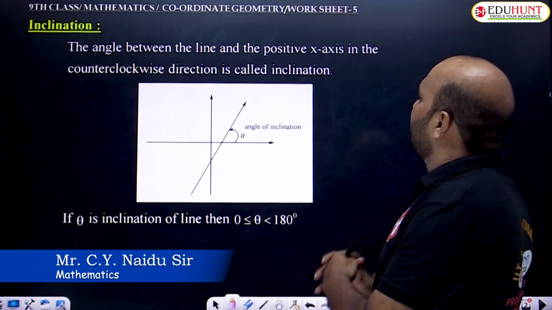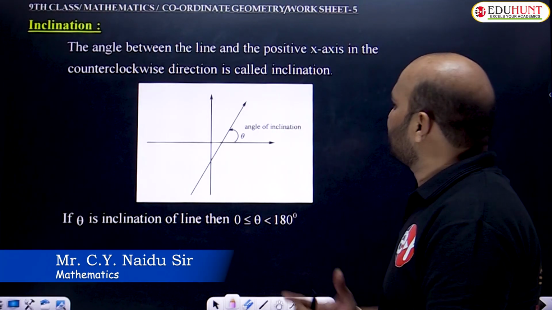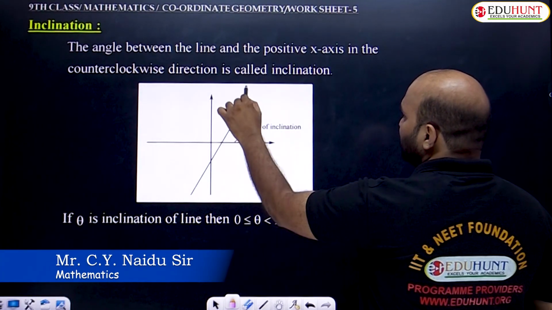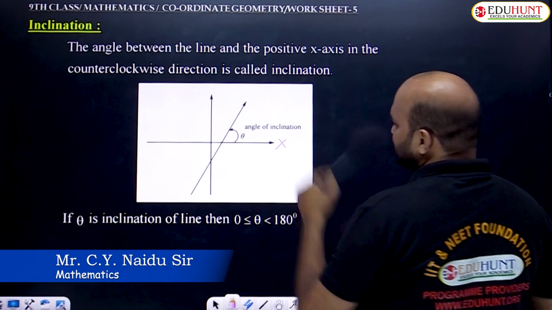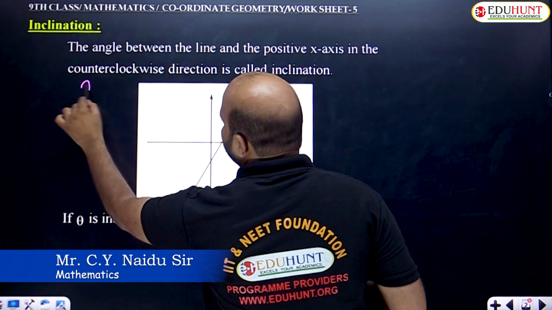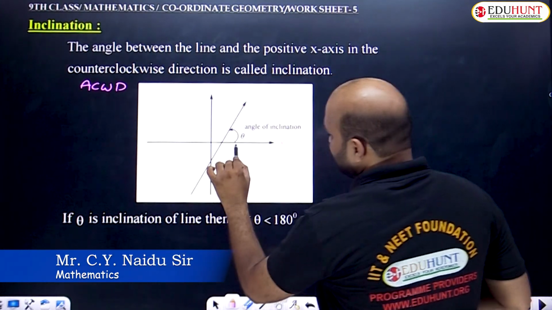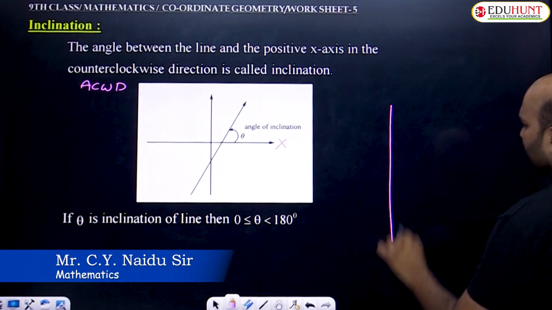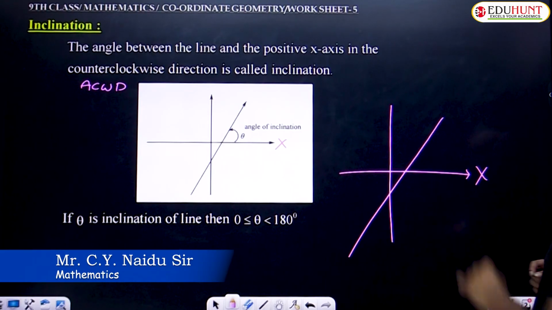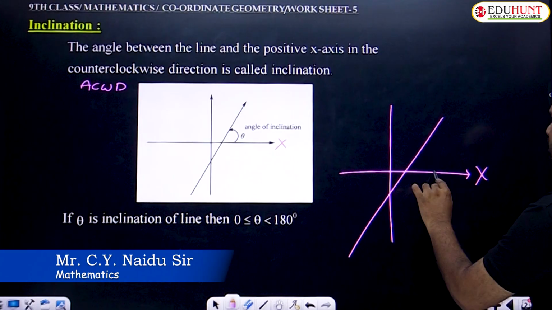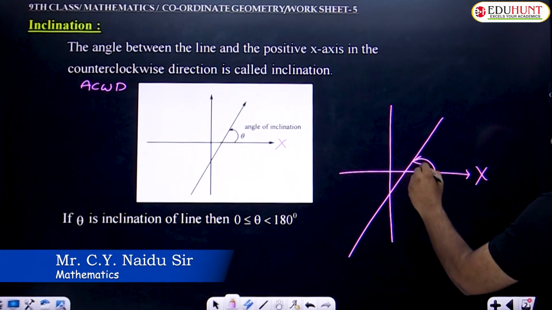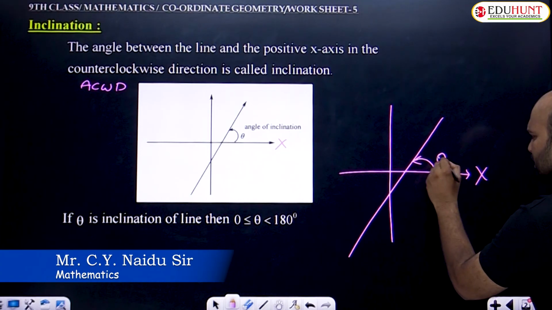Inclination: the angle between a line and the positive x-axis in the counterclockwise direction is called inclination. This is a line, and this is the positive x-axis. The counterclockwise direction, nothing but the anti-clockwise direction, is called inclination. So clearly we need to understand that the angle between the line and the positive x-axis is called inclination.